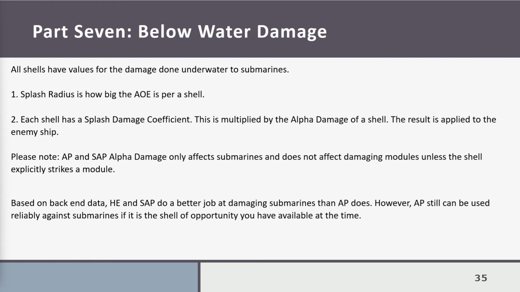Based on other bits of backend data, your HE and SAP do a better job of damaging submarines than AP does, but if you have AP loaded, fire it, because subs are very slippery and hard to get.